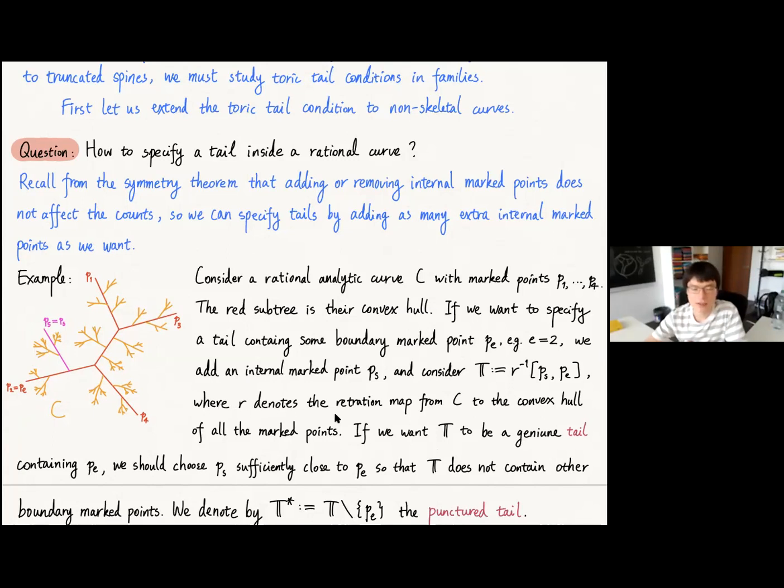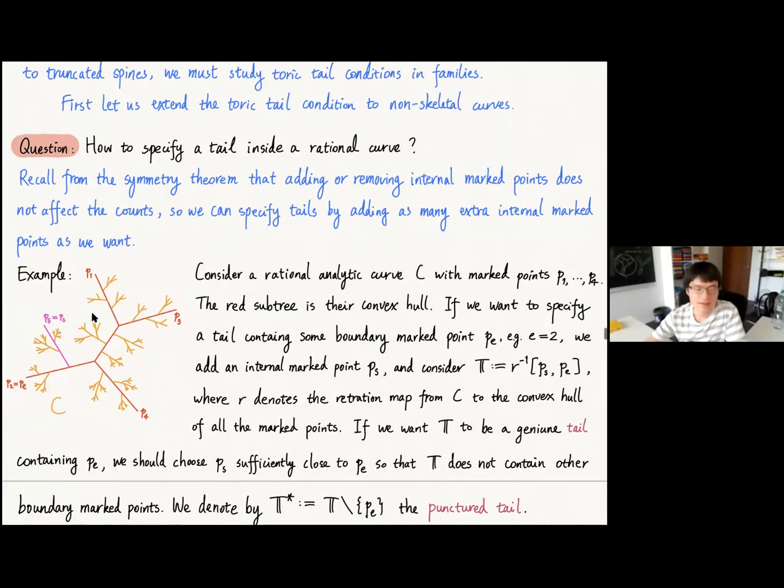where R denotes the retraction map from our curve C to the convex hull of all the marked points, the red subgraph plus the pink one. If we want T to be a genuine tail containing the boundary marked point PE, we should choose PS sufficiently close to PE so that T does not contain other boundary marked points.